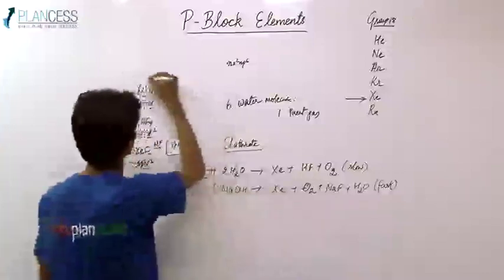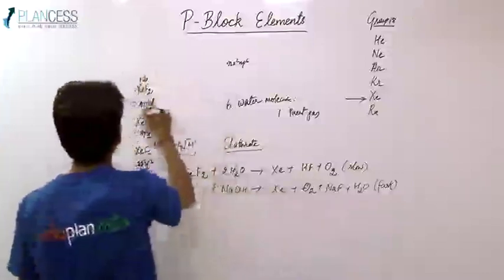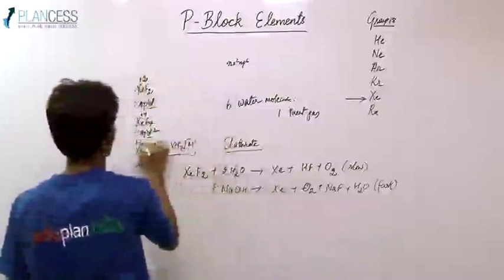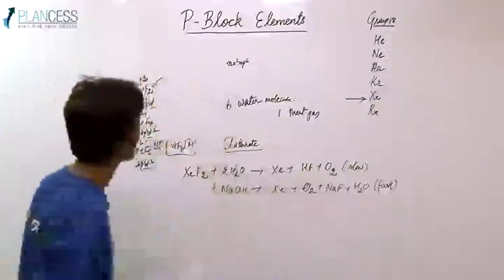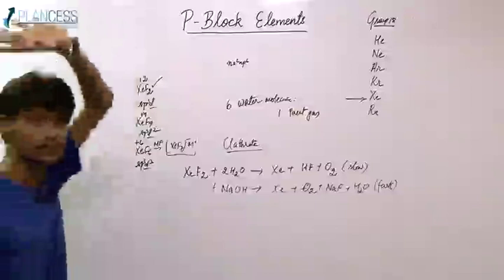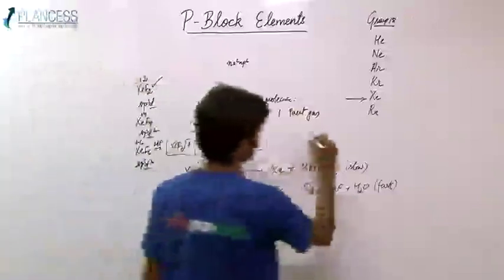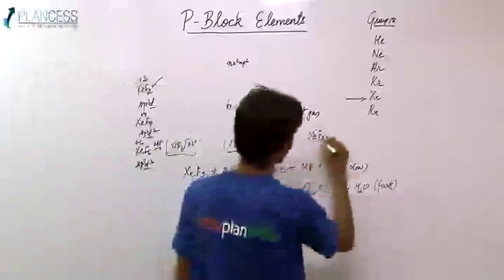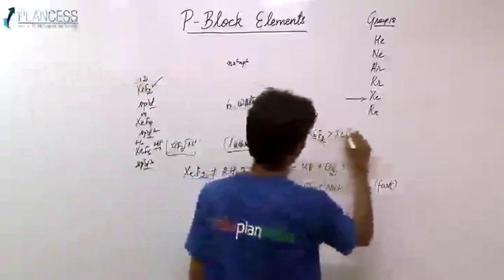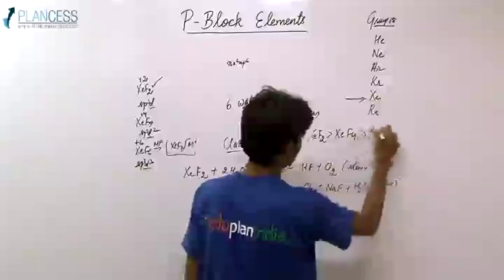Now talking about the order of oxidizing power. In xenon fluorides, it has a plus 2 oxidation state, plus 4, plus 6. The oxidizing power of the lower ones would be more, because plus 2 can get oxidized to more than plus 4 and then plus 6. So oxidizing power would be XeF2 greater than XeF4, which is greater than XeF6.